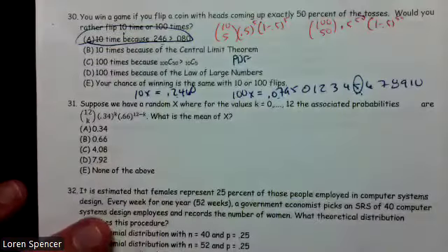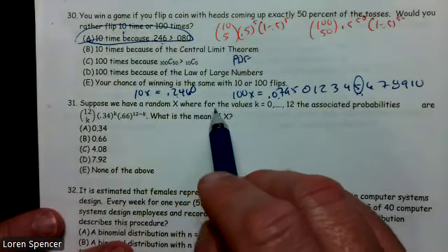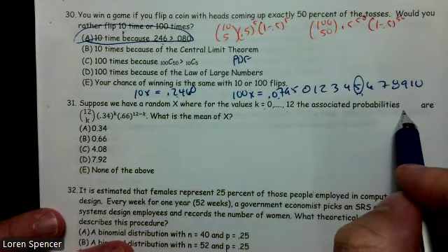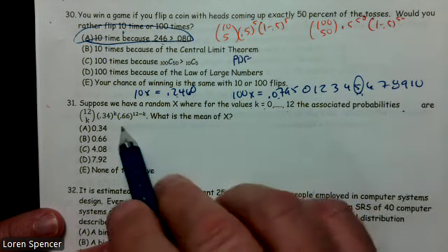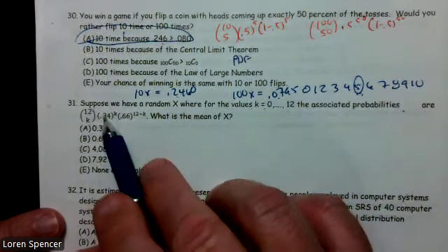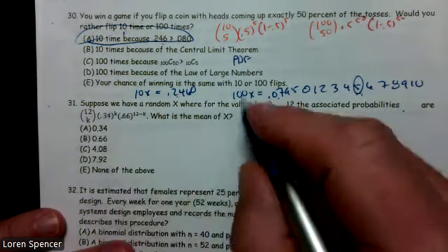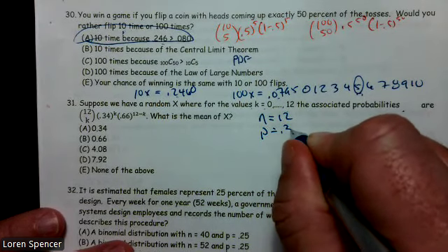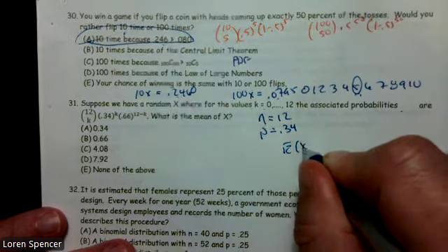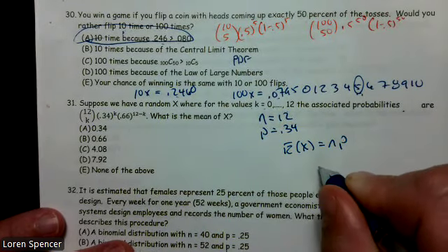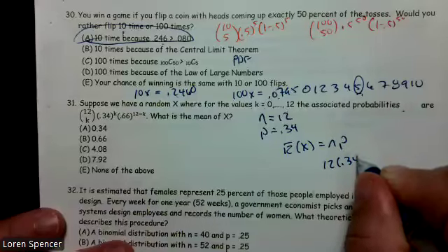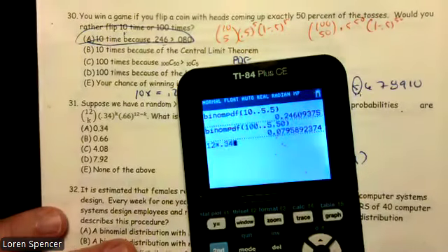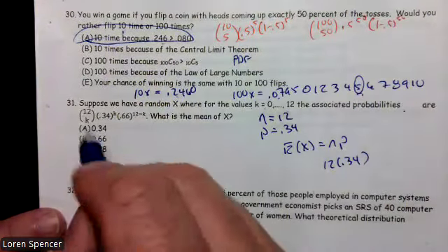That's what I prefer. Suppose we have a random variable x where the values k equal 0 through 12. The associated probabilities are blank and blank. What is the mean of x? Well, they gave me this equation, which means I have my probability. N is 12. That's my sample size. P is 0.34. The expected value or the mean for binomials is NP. So in this case, 12 times 0.34 is 4.08. So my best answer choice is C.